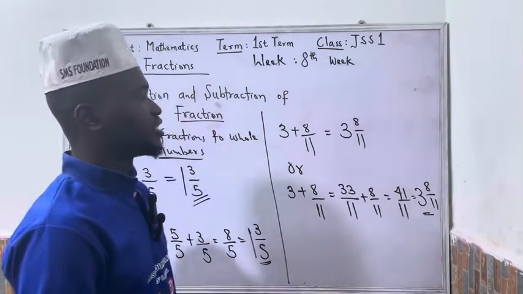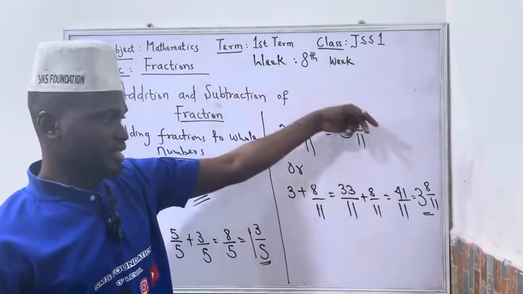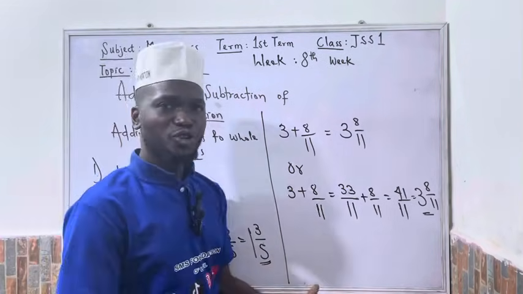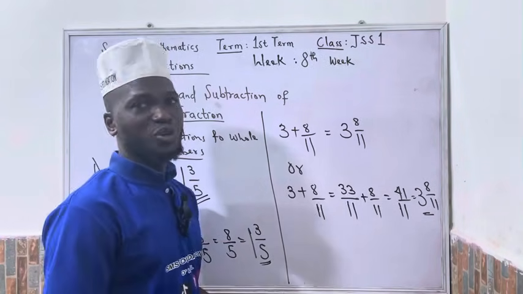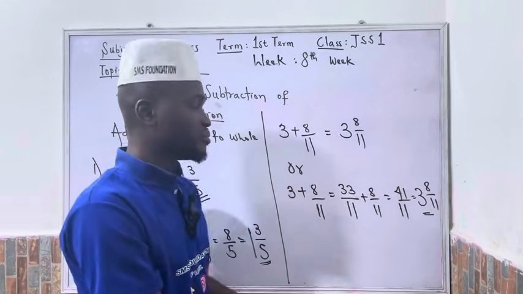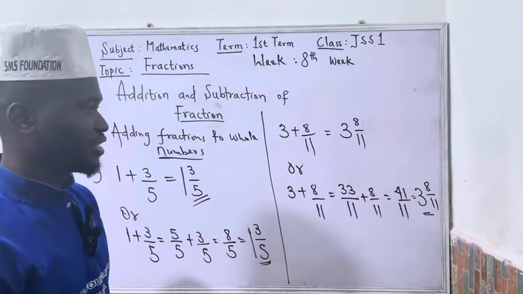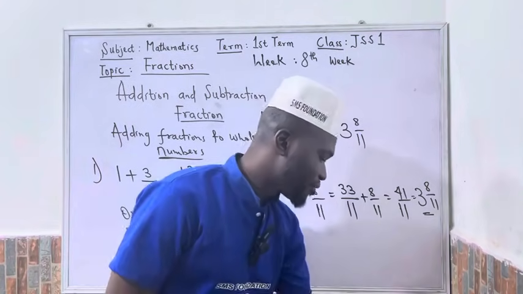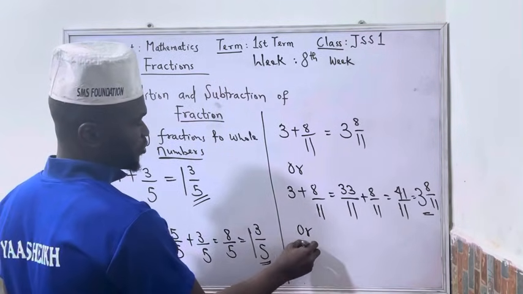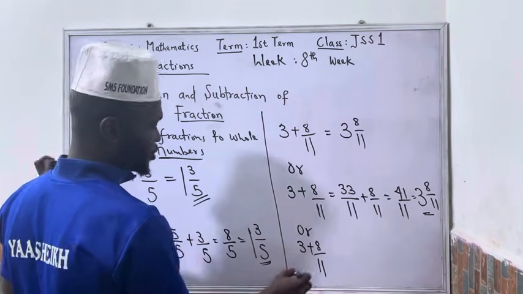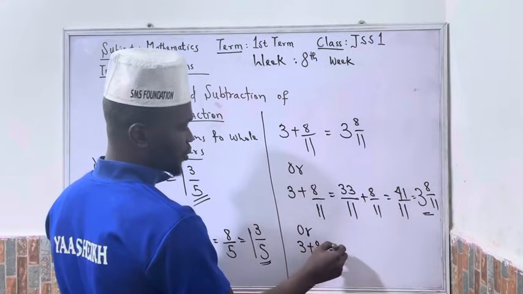So you can see that for somebody that is very smart, you just go straight from the question to the answer. But if you want to show more steps, because mathematics is about steps, you can go through the process like this. Okay, so that is how easy it can be. In fact, some people can even do it like this. So if you have 3 plus 8 over 11, all you just need to do is to do 3 times 11, so that will give you what?